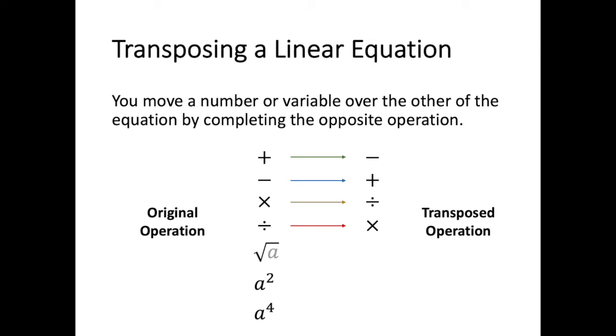The opposite of square rooting a number is squaring that number. The opposite of squaring the number is doing the square root. And if we had a variable to the power of a number other than 2, the opposite of doing that is finding the indices value root of that number. So a to the power of 4, the transposed operation is going to be the fourth root of a.